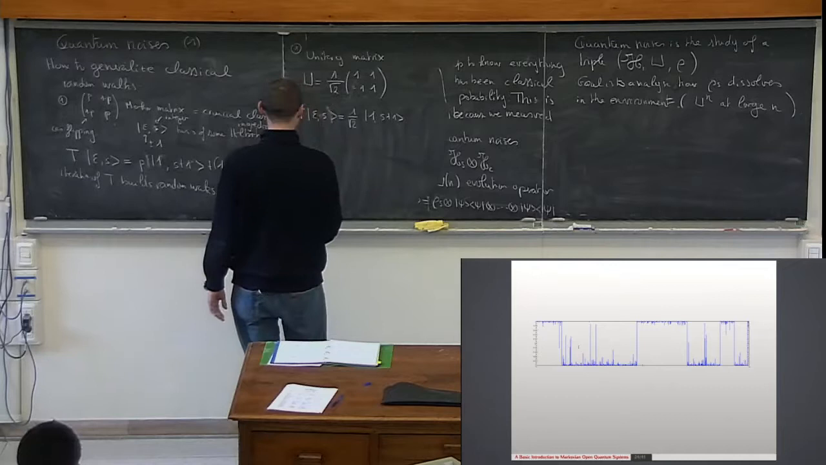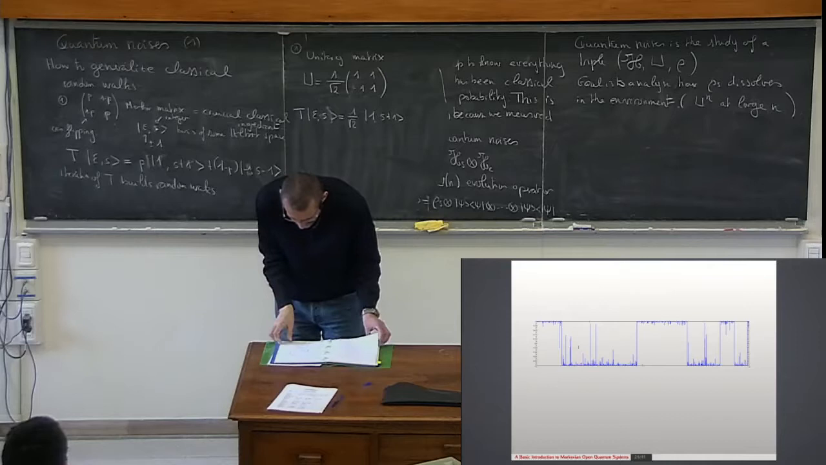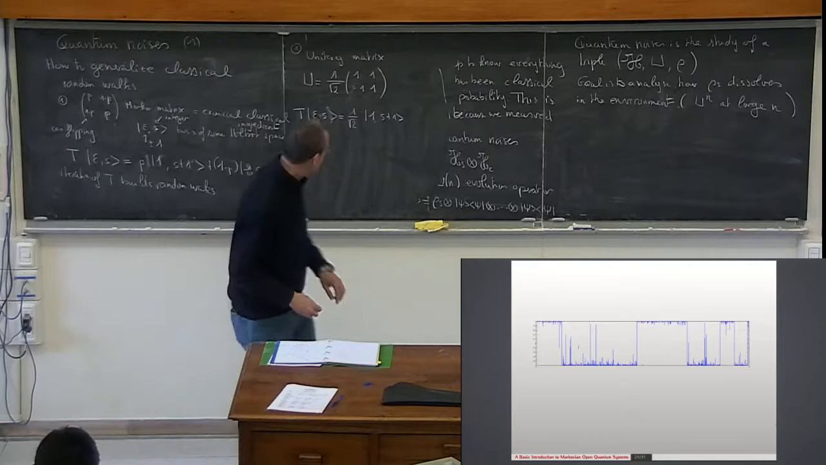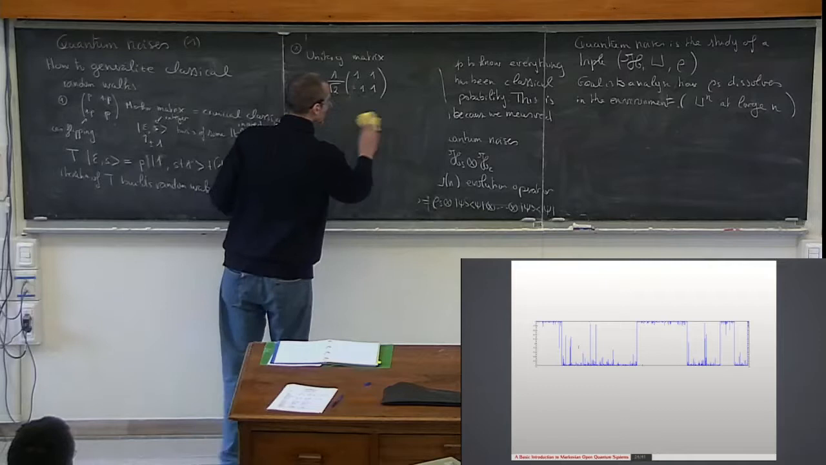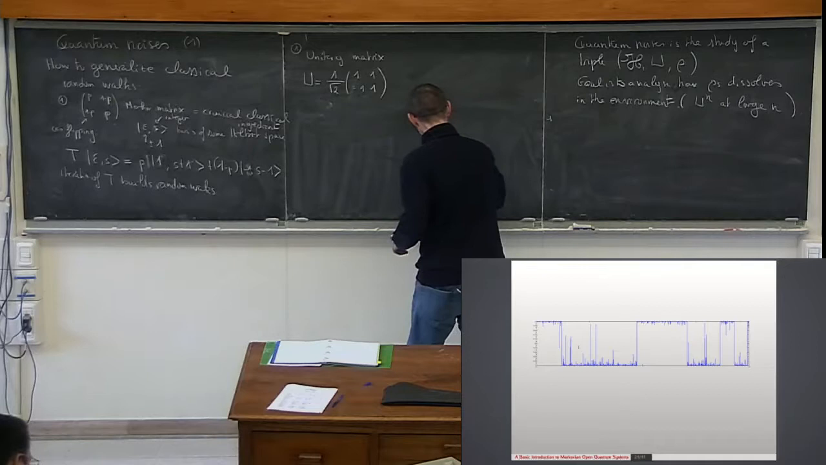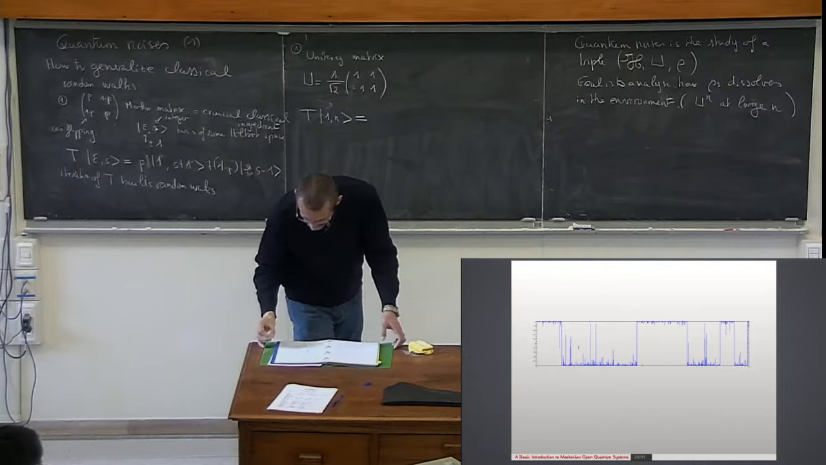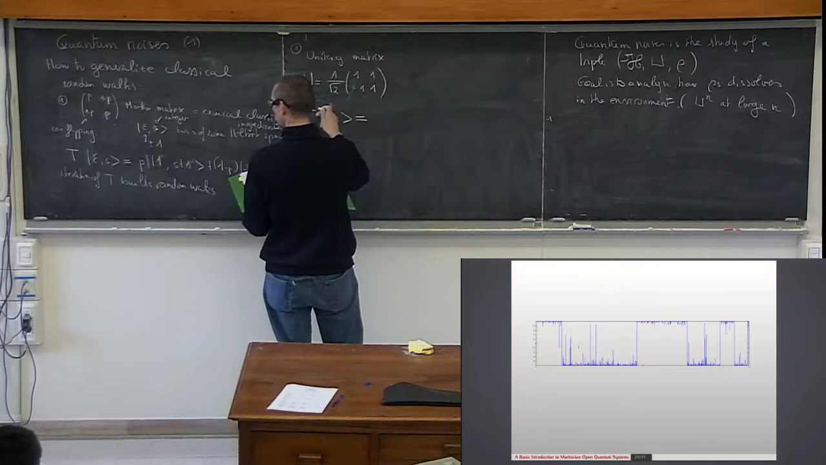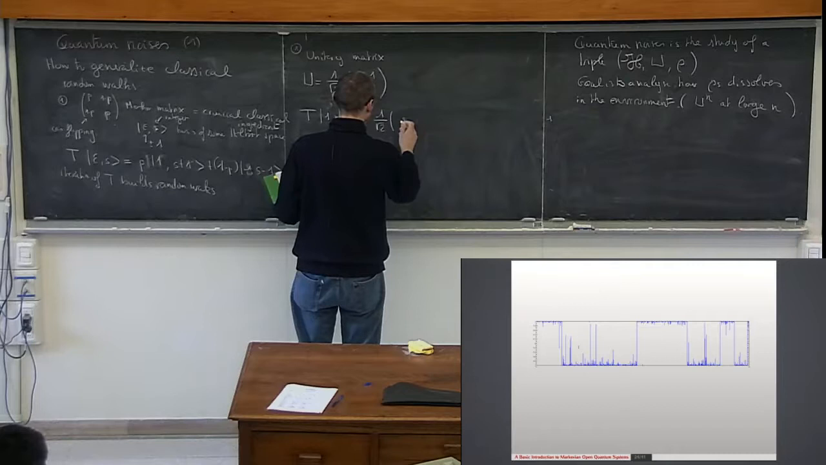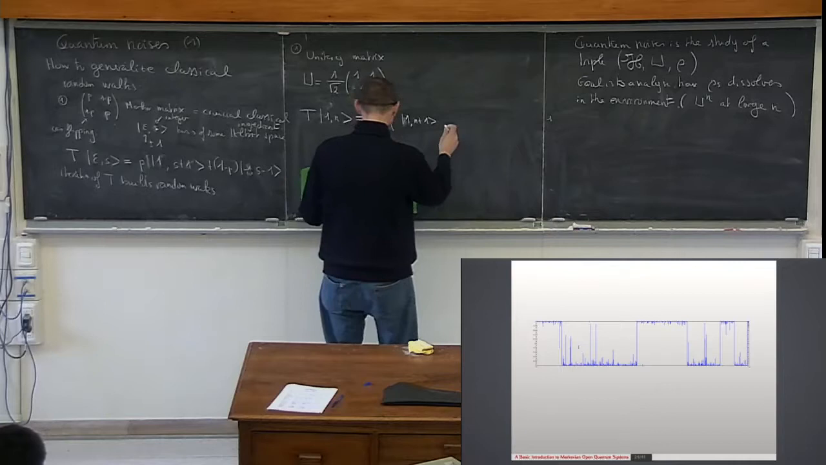I'm doing it wrong, so I have to look at my notes. I'm sorry, this time it matters. I erase this. So I will define T applied to 1 n, and this time it matters, and it's 1 over square root of 2, and I would find the state 1 n plus 1 plus minus 1 n minus 1.